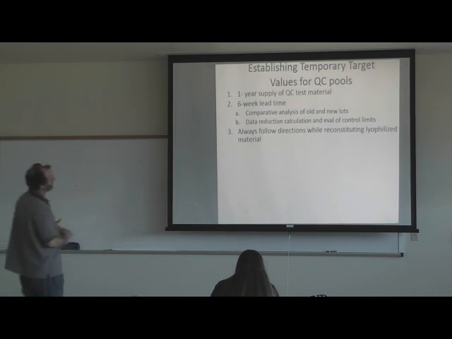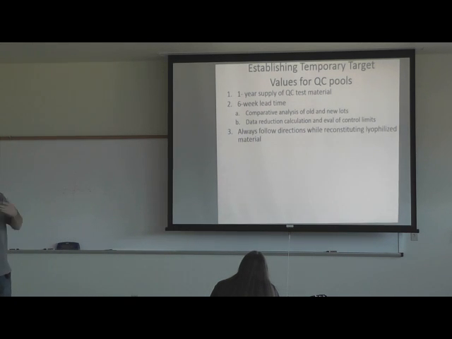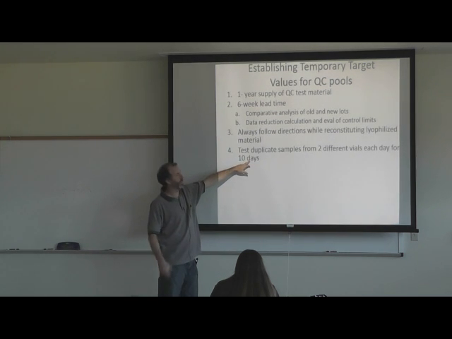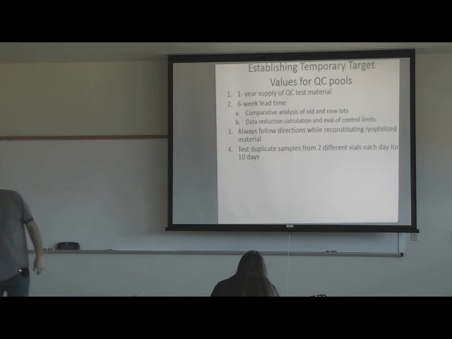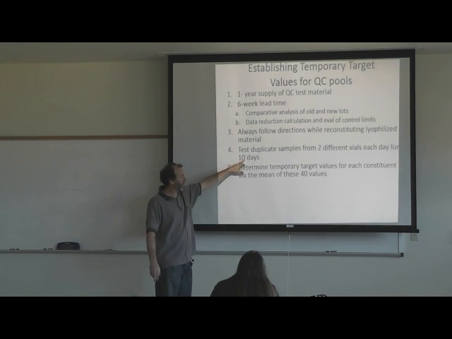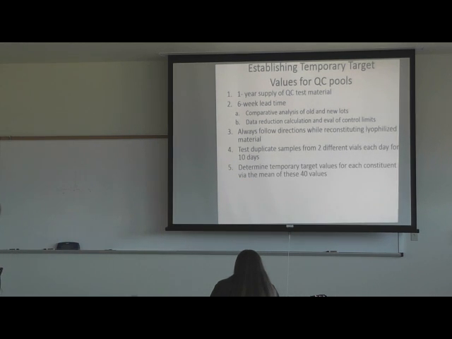Always follow the directions while reconstituting lyophilized materials. Reconstituting lyophilized materials will add variability. Test duplicate samples from 2 different vials each day for 10 days. And then you're going to determine the temporary target values for each constituent via the mean of those 40 values. So if you're testing 2 different values each day for 10 days, that will be 40 values, and you'll have a temporary target value.